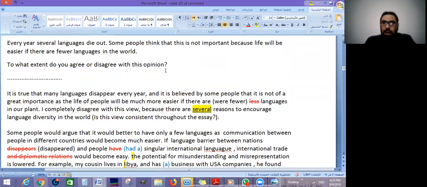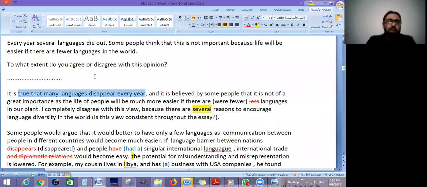Okay. It's true that many languages disappear every year. Every year, several languages die out. Languages disappear. And it's believed by some. I like it. I see so many strange phrases, and I just like that this one is simple, nice and to the point. And it's believed by some that there's not a lot of great importance.